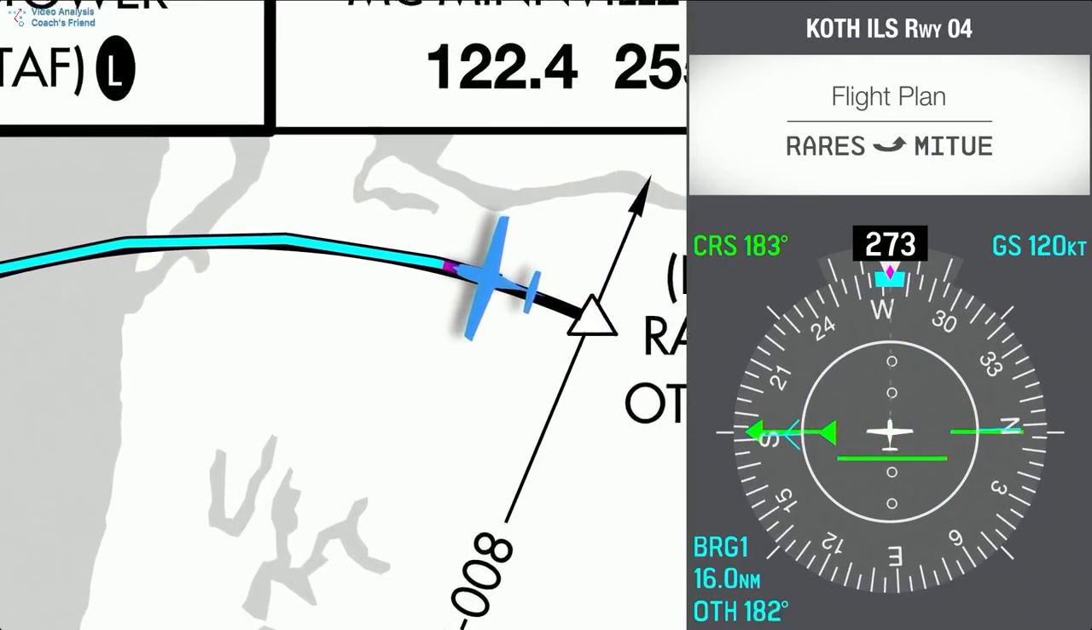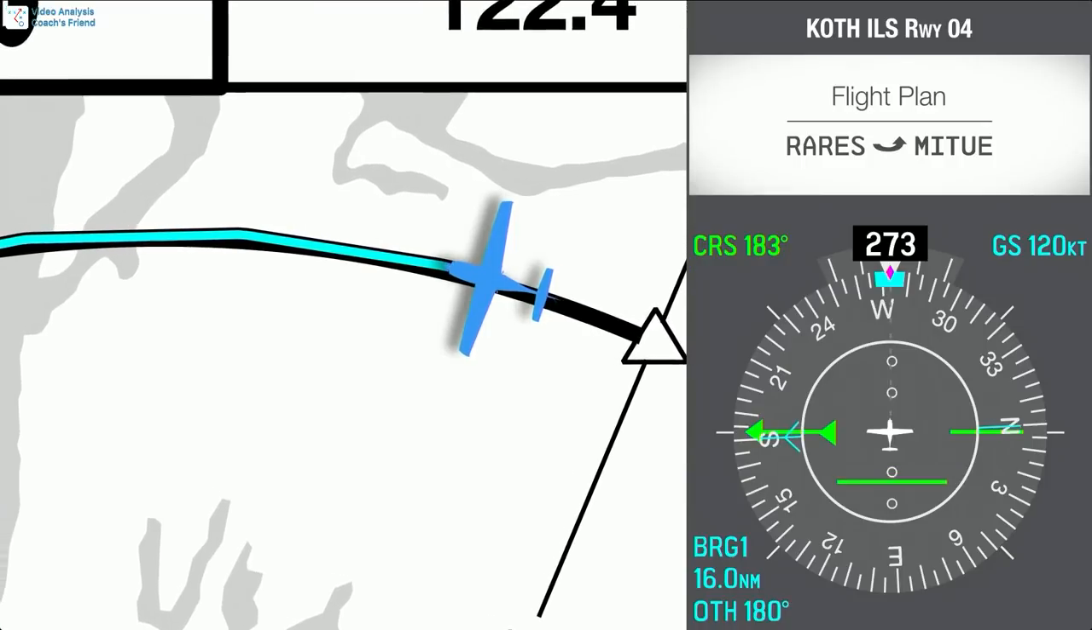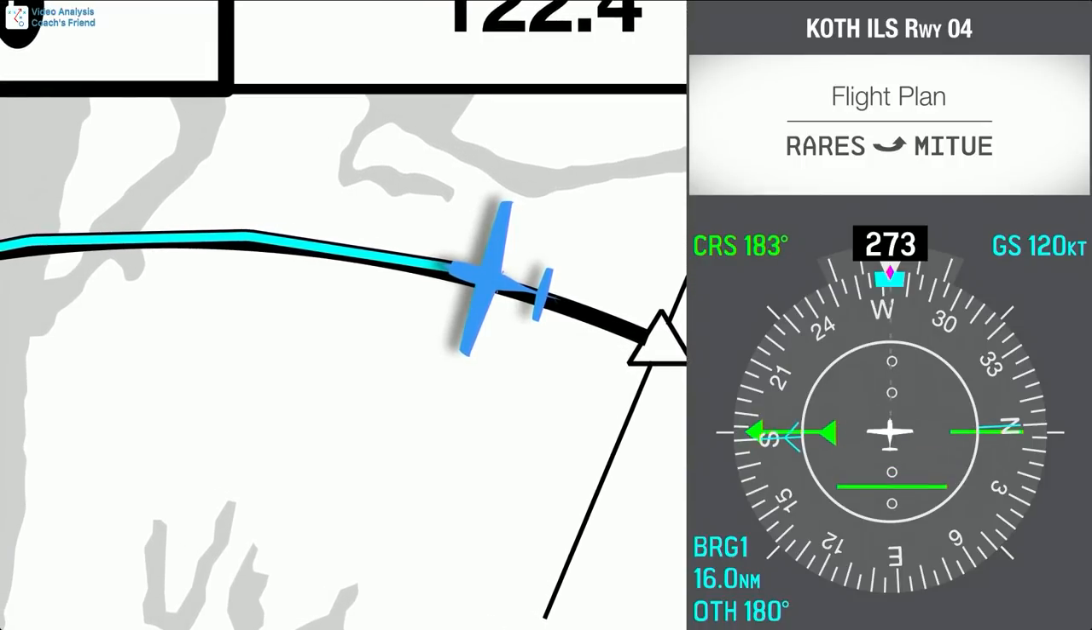And fly that heading. I'm going to fly this heading along this first segment till right there. It's almost right at the end. I don't let it go all the way to the end, but I take it right about there.